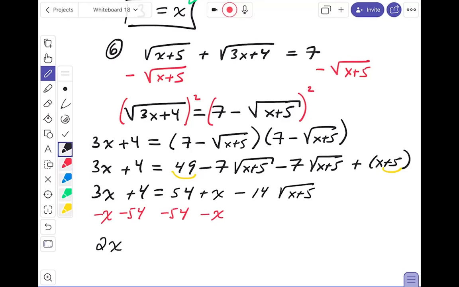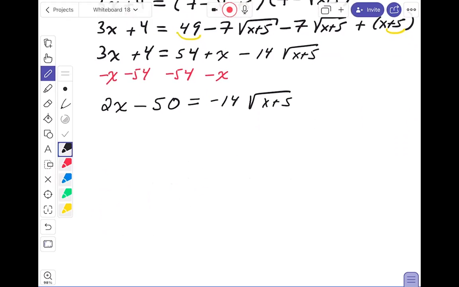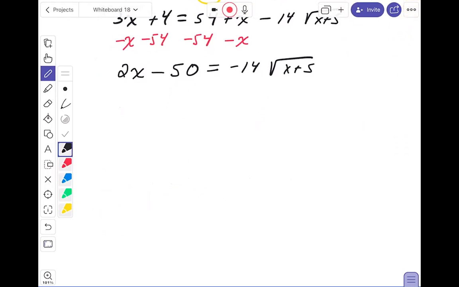2x minus 50 equals minus 14 root x plus 5. Yeah, it looks kind of nightmarish, doesn't it? So what I'm going to claim to do over here is, and again, your mileage may vary, you may say, I don't want to do that. I want to do something different. We like seeing people do things differently. We really do. Of course, if your idea of different is I'm not going to do it, that's not different. You want to do something.